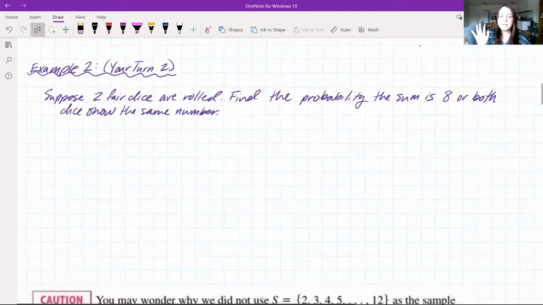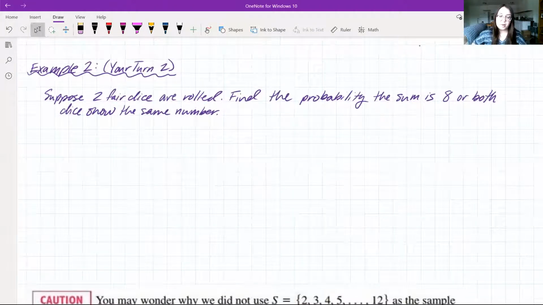Okay, so doing example 2 now. We want to suppose that 2 fair dice are rolled. Remember that fair dice just means that they roll evenly, every outcome is equally likely. So we roll 2 fair dice. We want to find the probability that the sum is 8, or both dice show the same number.